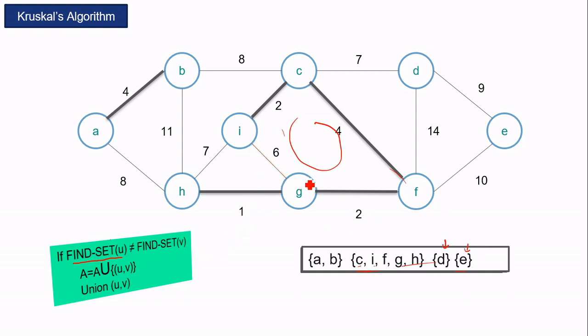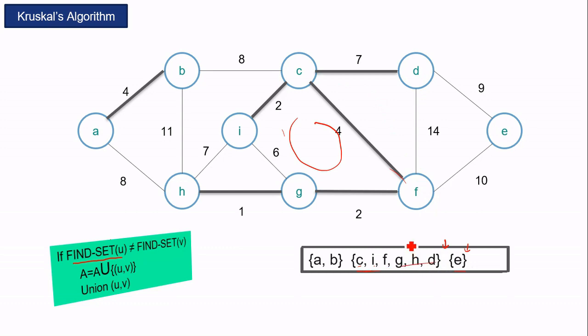Next edge with the minimum weight is edge HI. You can see I and H belong to the same set here, the second set. So I will not add that edge either into the minimum spanning tree. Next edge having minimum weight is edge CD. C belongs to this set and D is an independent set, they are different sets. So definitely I can add CD into the minimum spanning tree, and I will unite D with this set, and this will form another very big set.